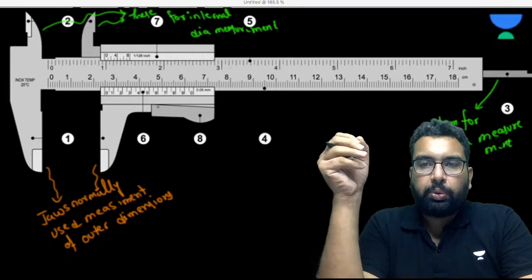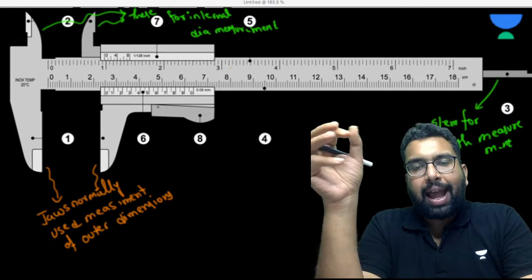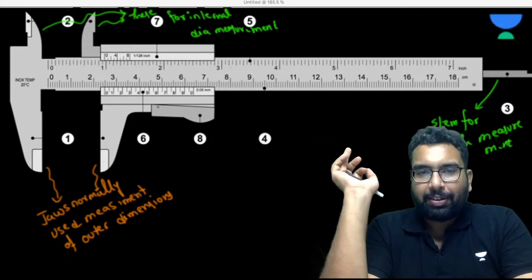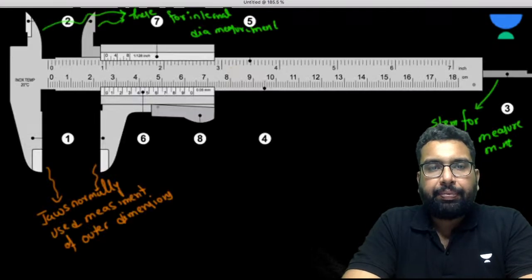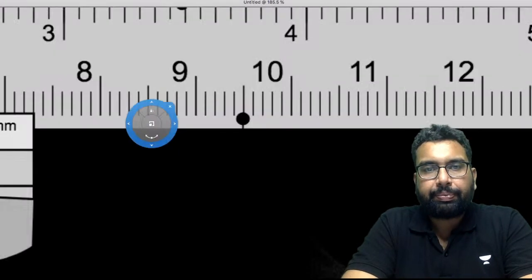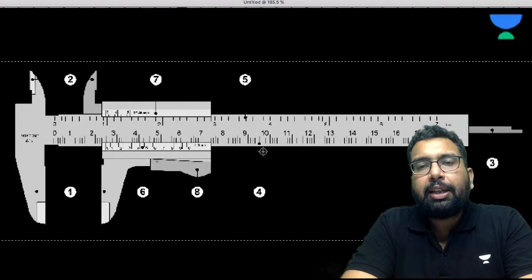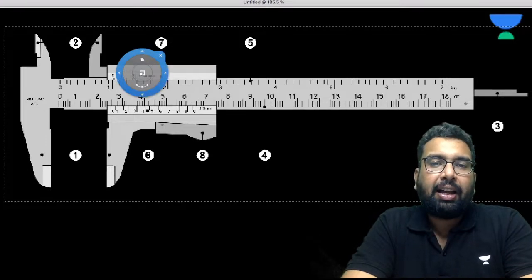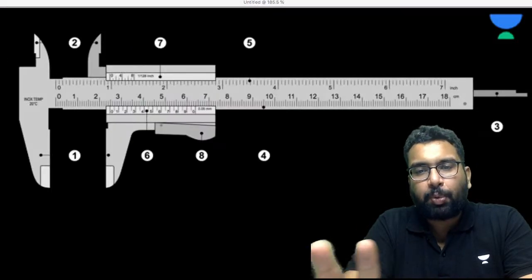So basically, when we are measuring something, we can use any of these jaws according to the geometry and shape of the thing that you are measuring. Now, please understand this. Here we are interested basically in two things, because ultimately we are here to qualify the NEET examination and get good marks in physics. So let me come to the point straight away.